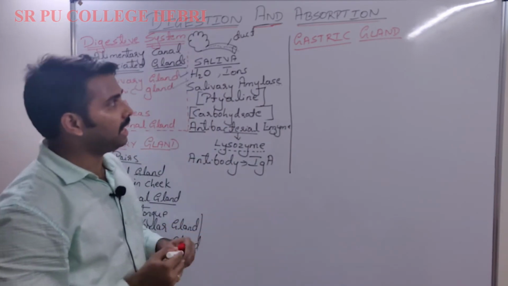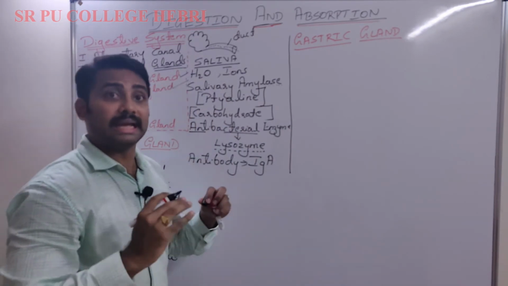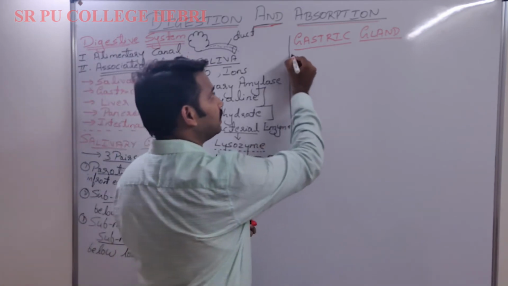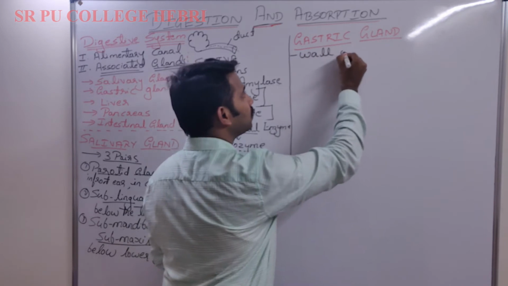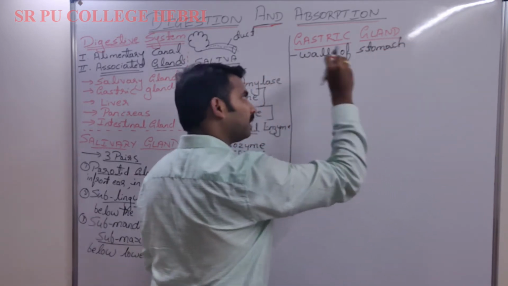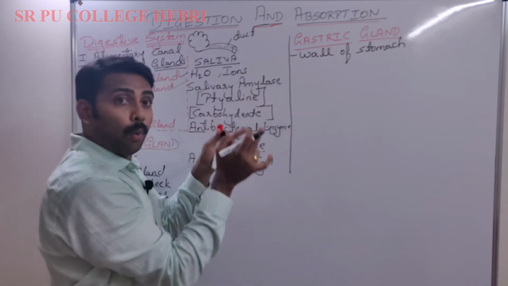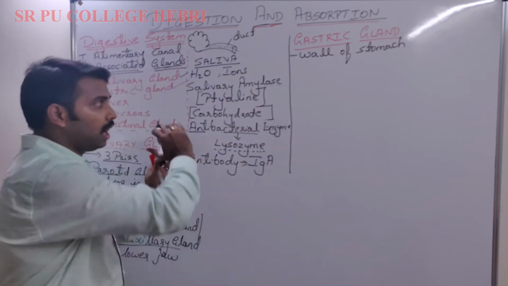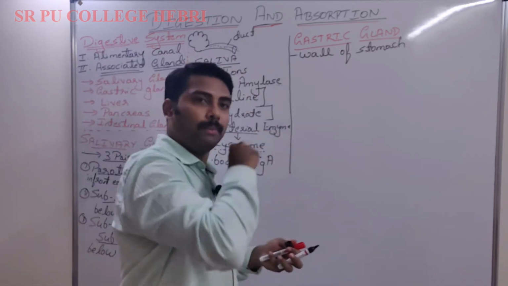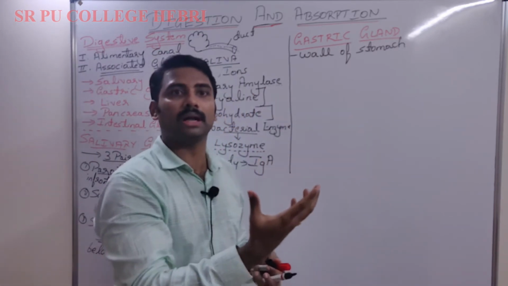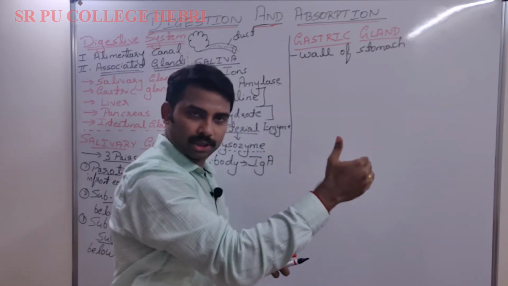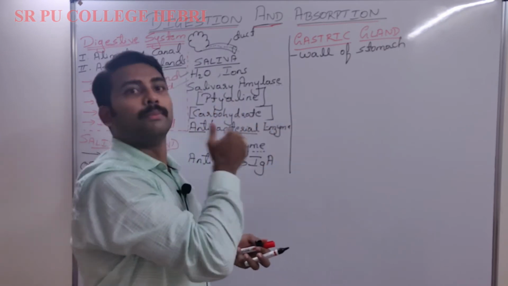Where it is, the name itself tells. In biology, gastro refers to what? Stomach, right? It is in the wall of the stomach. It is not outside or inside the stomach. It is in the wall of the stomach. I already told you, the wall of the stomach and other regions are lined by how many layers? 4. Recall, what are they? Outermost layer called serosa, followed by muscularis, submucosa, mucosa.